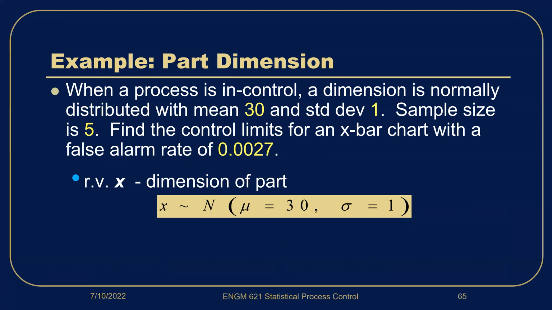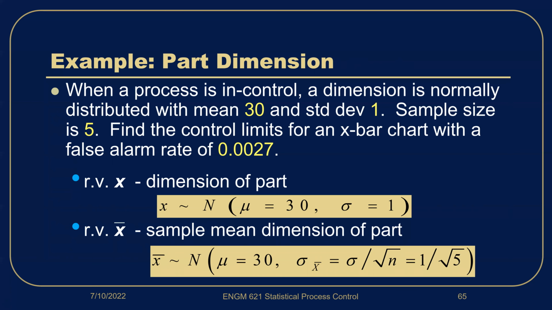The variable X is the dimension of the part. It follows a normal distribution with mean as 30 and standard deviation as 1. The X-bar is the sample mean dimension of the part. So X-bar follows a normal distribution with mean as 30, the same as the process mean, but the standard deviation is 1 over square root of sample size 5. We want to find the control limits for an X-bar chart. So we need to use the statistics of the sample of X-bar to build the control chart.